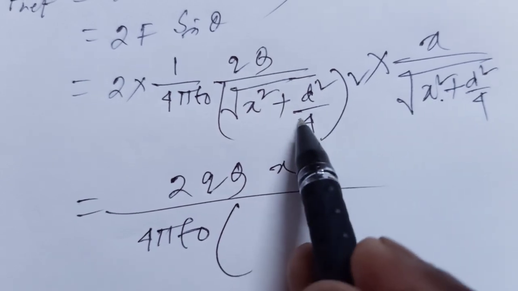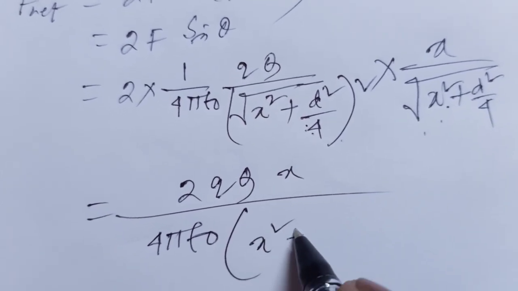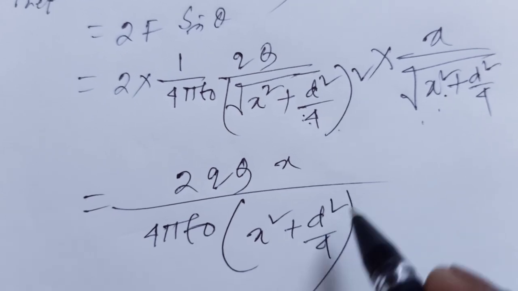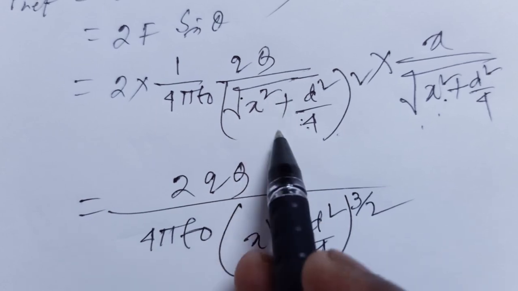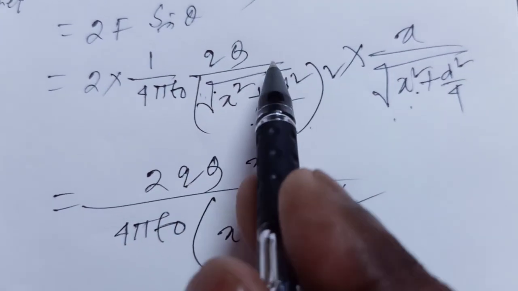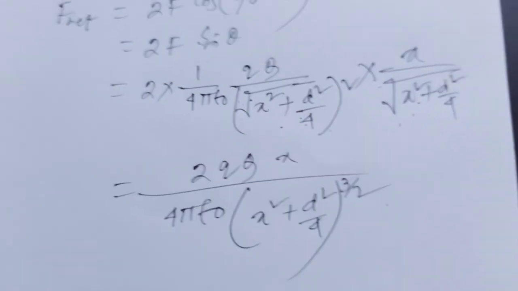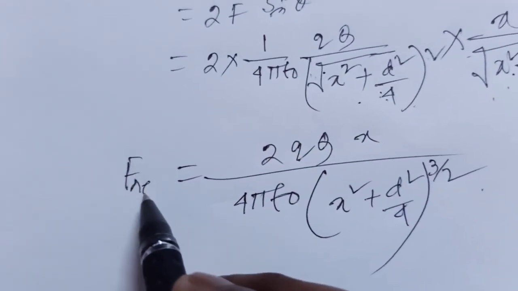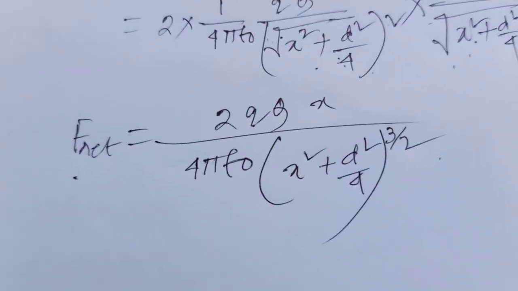So 1 plus half, that is (x square plus d square by 4) whole to the power 3 by 2. Now this is square, meaning x square plus d square by 4, and the root is cancelled, since this is square and this is root, meaning half. So 1 plus half means 3 by 2. So this is the net force acting on the particular charge. This is the net force.